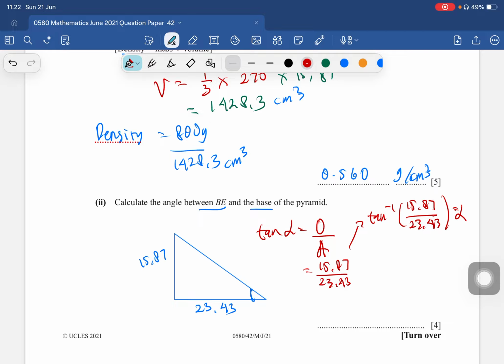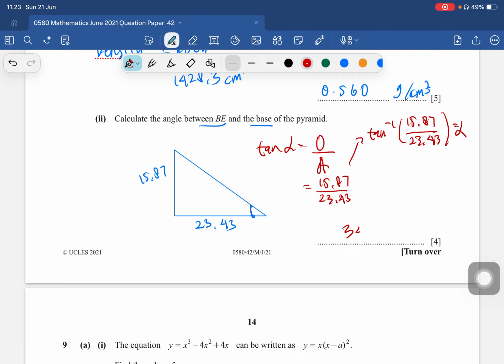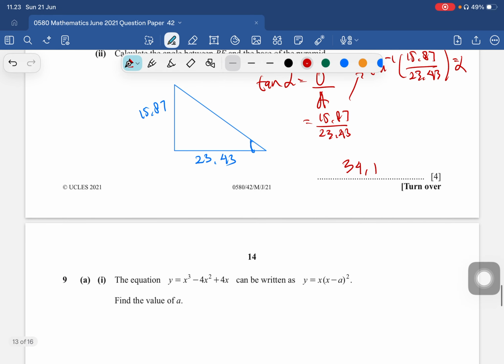So we can use the calculator. So inverse of tan 15.87 divided by 23.43. So we got the angle is 34.1. Okay, there it is. Thank you.